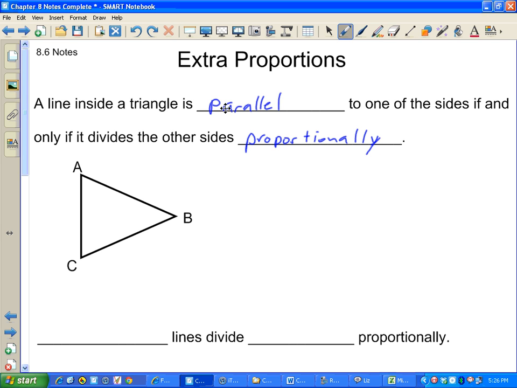So what does this mean? One way we could read this is, if a line inside a triangle is parallel to one of the sides, then it divides the other sides proportionally. The other way we could read it is, if a line inside the triangle divides the other sides proportionally, then it is parallel. So there's two situations here, so I'll map them both out.